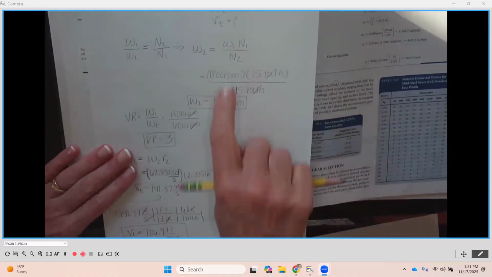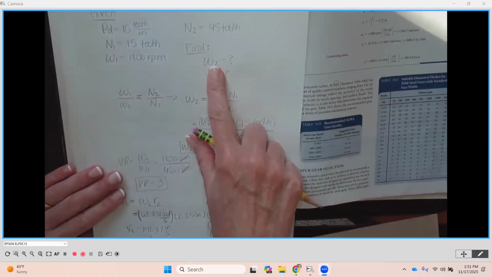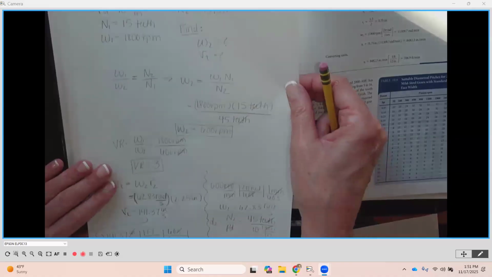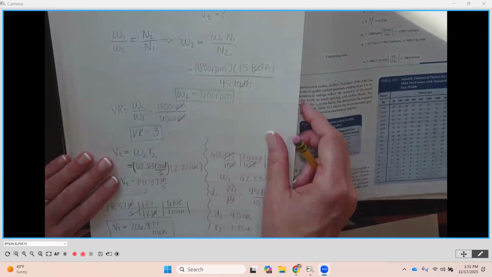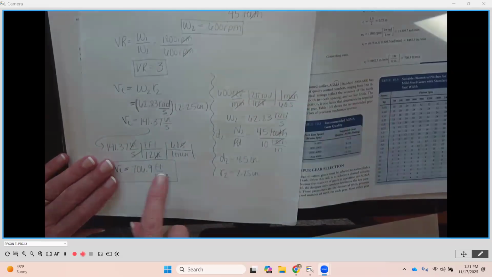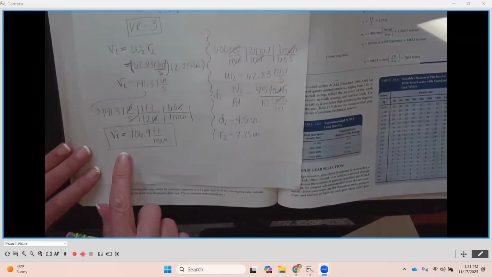So the first thing they wanted was how fast is the conveyor going, which is attached to our gear, 600 RPMs. We added the velocity ratio of 3, and that just means that our pinion goes around 3 times when the gear goes around once. And then the third thing that we calculated here is the pitch line velocity, and that is 706.9 feet per minute. Okay. All right. Any questions on that problem?